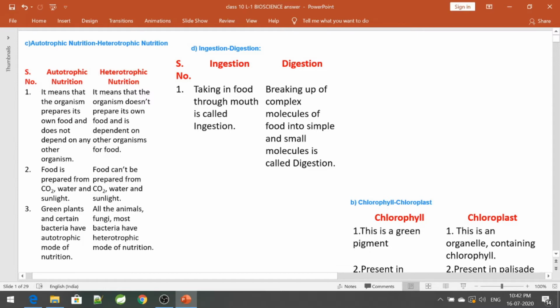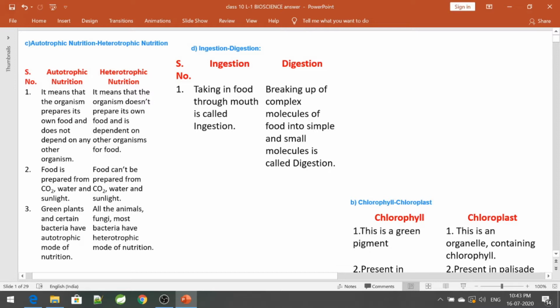And who can prepare their own food? Green plants and certain bacteria have an autotrophic mode of nutrition, whereas heterotrophic nutrition is in all animals, fungi and most bacteria. Okay, these are the differences between autotrophic nutrition and heterotrophic nutrition.